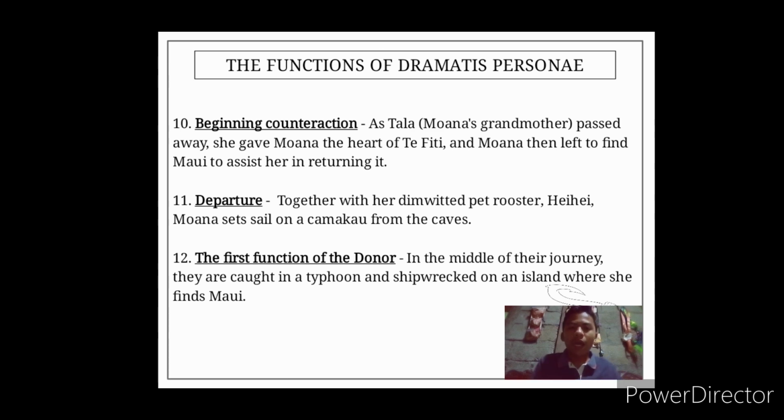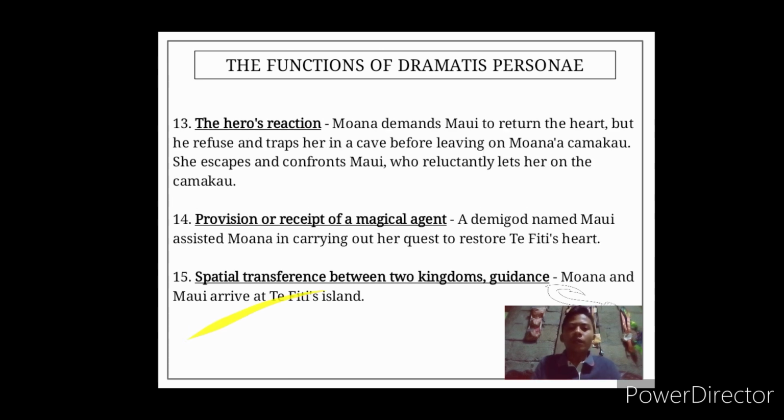And now number 13. The hero's reaction. Moana demands Maui to return the heart, but Maui refuses and traps Moana in a cave before leaving on Moana's kamakau. She escapes and confronts Maui, who reluctantly lets her on the kamakau. Number 14. Provision or receipt of a magical agent, which in the movie, a demigod named Maui, assisted Moana in carrying out her quest to restore Te Fiti's heart.